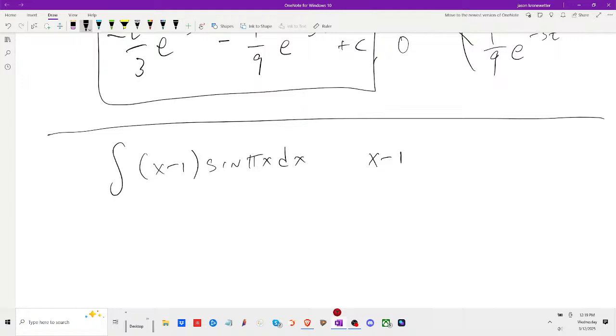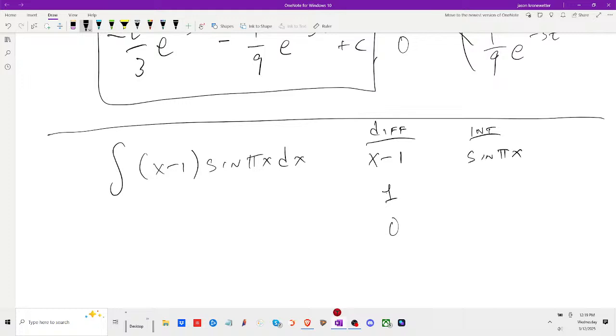So if I do x minus 1 and I differentiate that all the way to 0, I get 1 because the derivative of x is 1 and the derivative of negative 1 is 0. And then the derivative of 1 is 0. And then on my integration side, I'm going to do sine pi x.